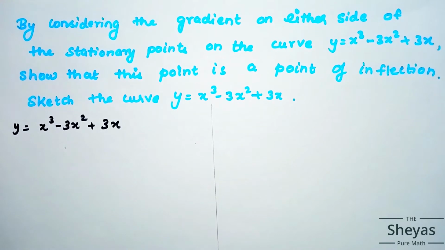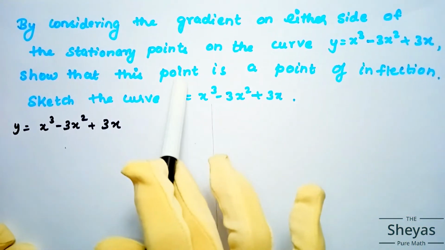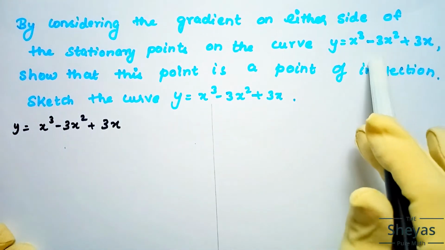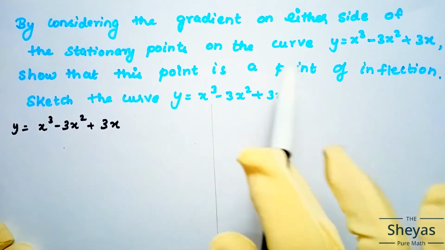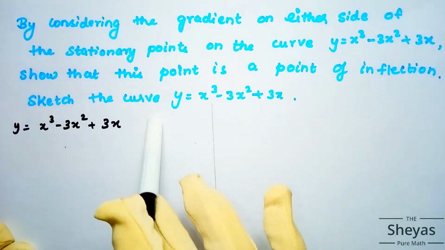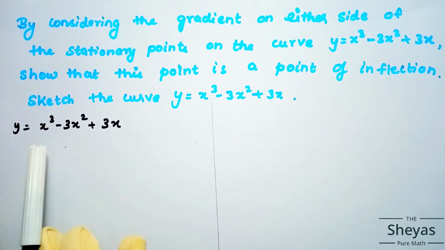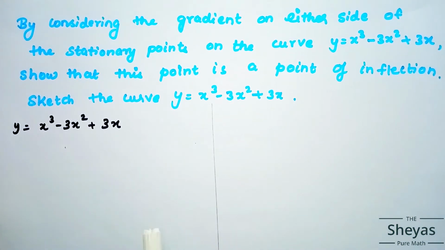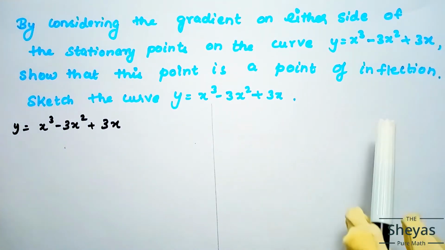Now we are going to solve one problem under the topic point of inflection. By considering the gradient on either side of the stationary points on the curve y is equal to x cube minus 3x square plus 3x, show that this point is a point of inflection. Sketch the curve. So given the function y is equal to x cube minus 3x square plus 3x, you have to show the point of inflection. First, let us find the point of inflection.